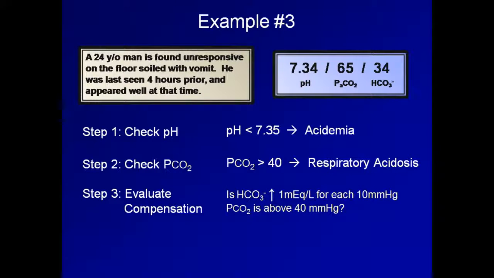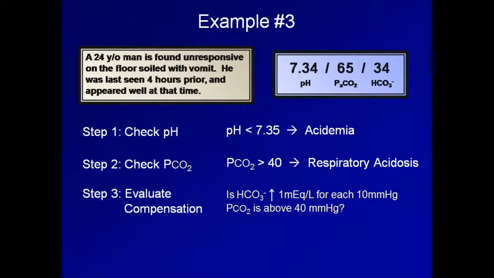Is the bicarb increased by 1 milliequivalent per liter for each 10 millimeters of mercury the PCO2 is above 40? Since the measured 65 is 25 above the normal 40, and 25 is 2.5 times 10, we would expect the bicarb to be 2.5 milliequivalents per liter above normal. You should generally use 24 as a "normal" bicarb for acid-base problems. Therefore, the expected bicarb from this respiratory acidosis would be approximately 26.5.